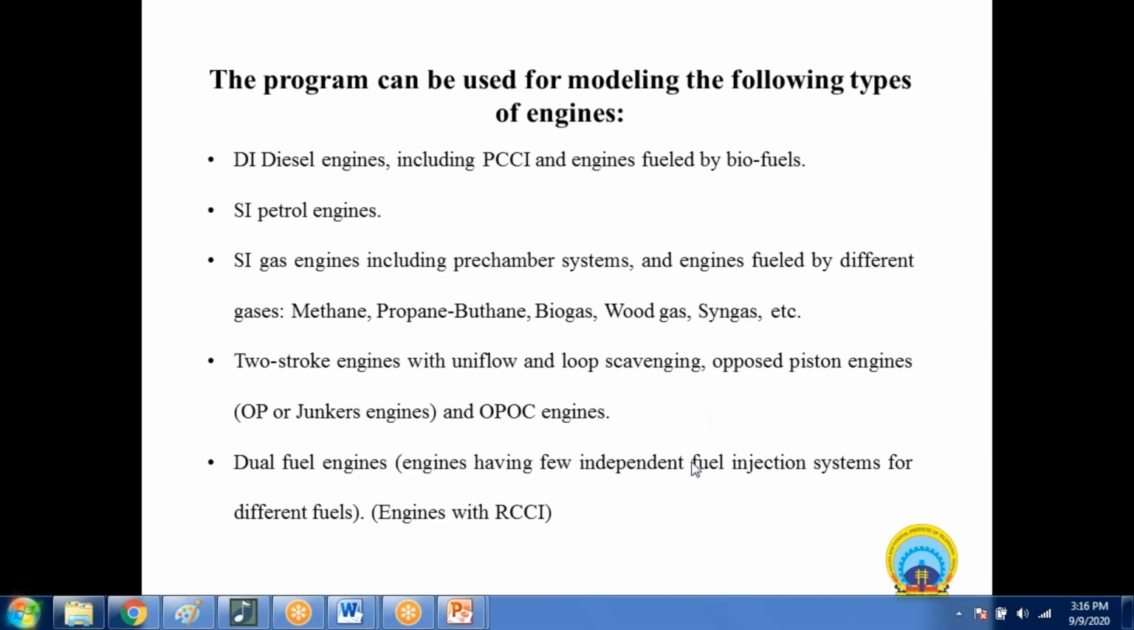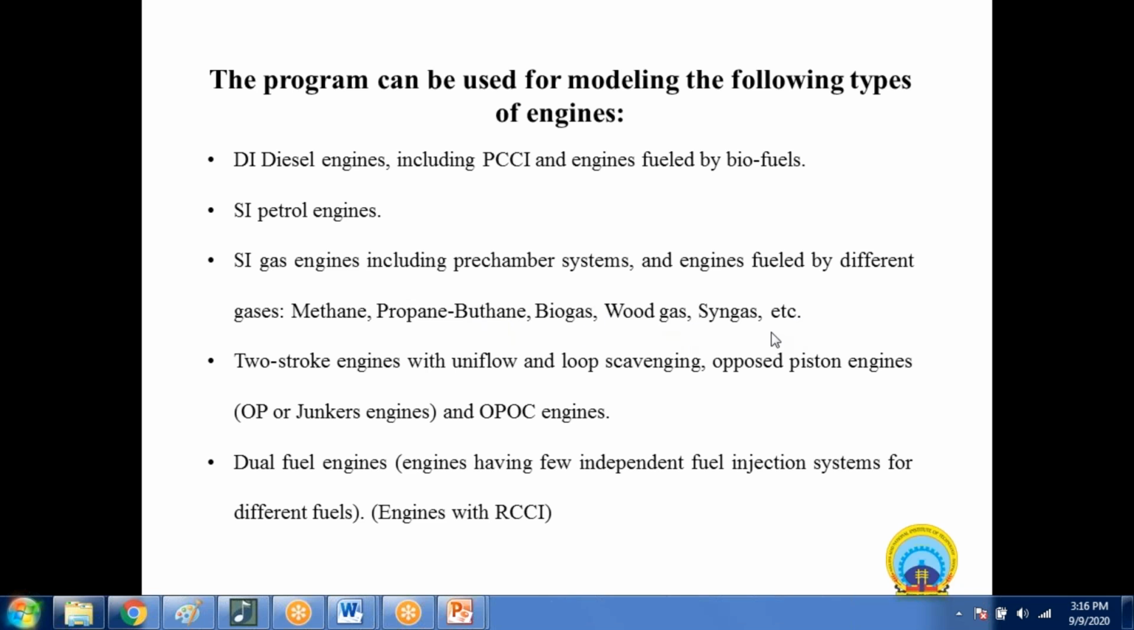This one, the program can be used. Basically, Diesel-RK is a full cycle thermodynamic engine simulator software. It is designed for simulating and optimizing working process of two and four stroke IC engines with all types of boosting. So the program can be used for modeling the following types of engines: diesel engines, including PCCI and engines fueled by biofuels, spark ignition petrol engines, and SI gas engines, including three-chamber systems, and engines fueled by different gases: methane, propane, biogas, wood gas.